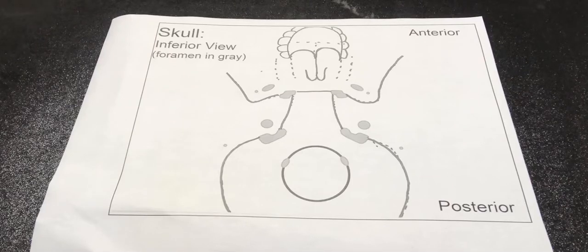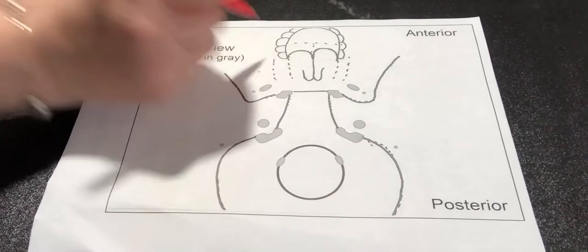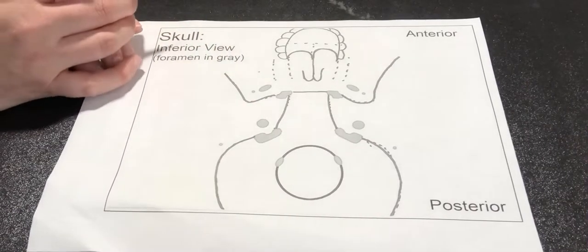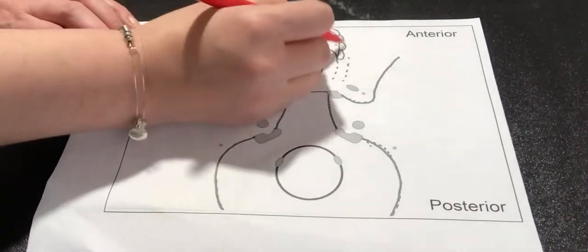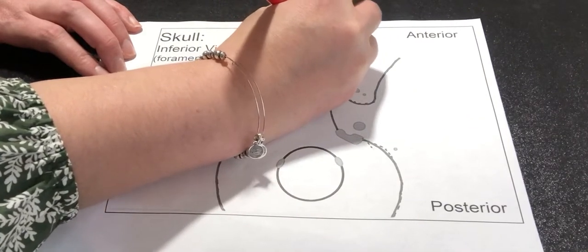Now we want to look at that drawing that will help you to learn the openings on the inferior view of the skull. So just like we did on the internal view, we want to name the bones. This is a crude drawing done by me. These represent the teeth. So this has to be the maxilla here on the anterior side.